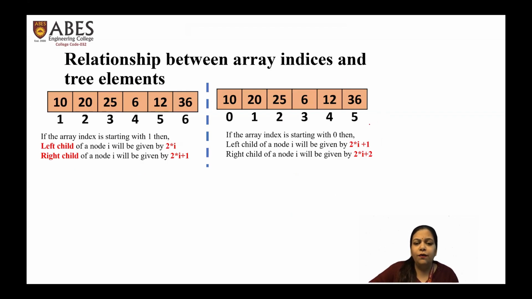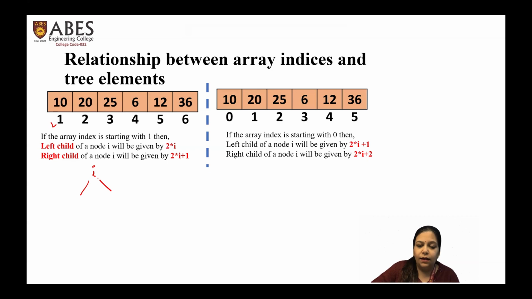Now, relationship between array indices and tree elements. If we talk about the relationship between array indices and tree elements, suppose there is an array having 6 elements and we want to represent this in the form of a tree. So if we talk about algorithmic representation in which the array indices are starting with 1, if we say that index I is representing a parent node, then its left child will be represented by 2 into I, and the right child will be represented by 2 into I plus 1.